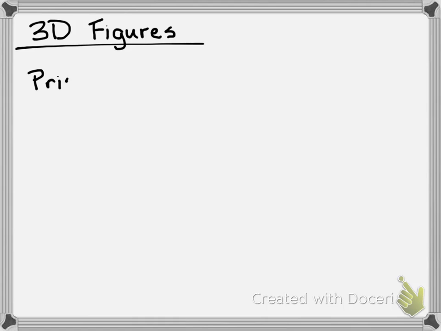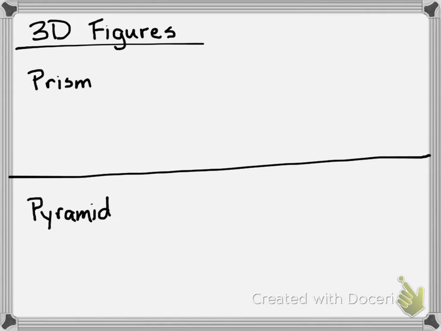Okay, today we're going to be talking about three-dimensional figures. And there are two main types of figures, and that is prisms and pyramids. Now there are a lot of different types of each of these, but these are the two main categories.